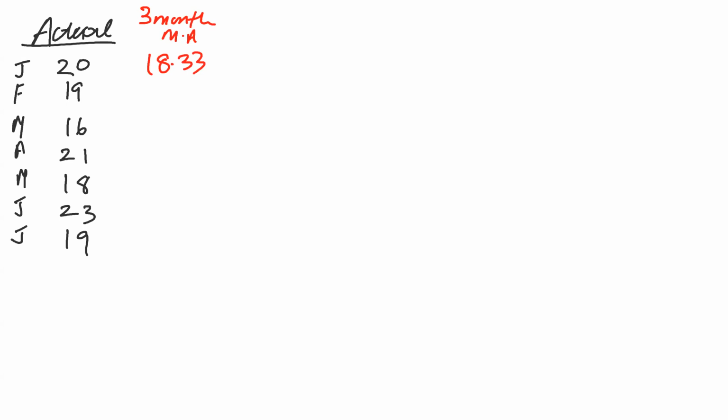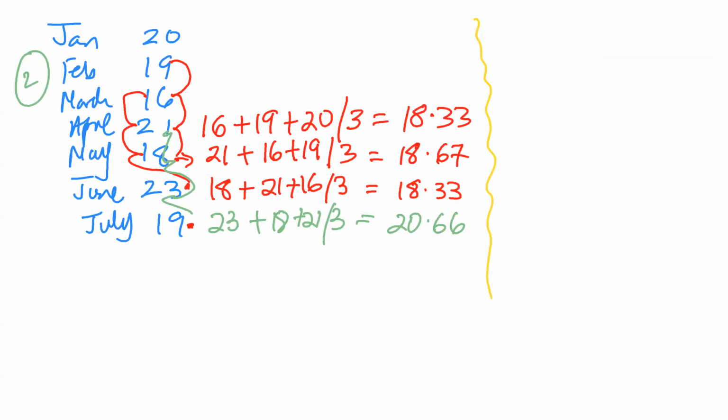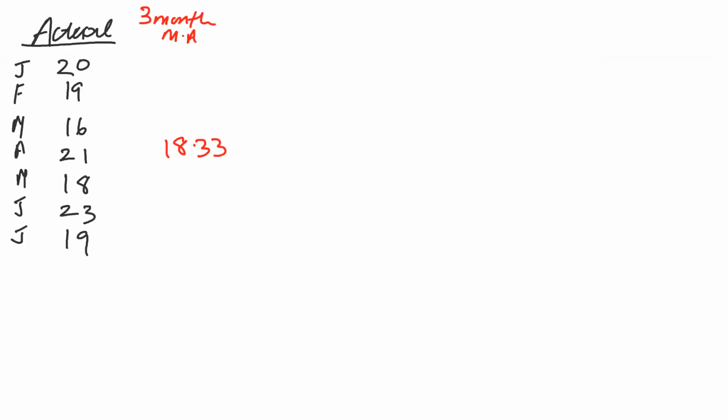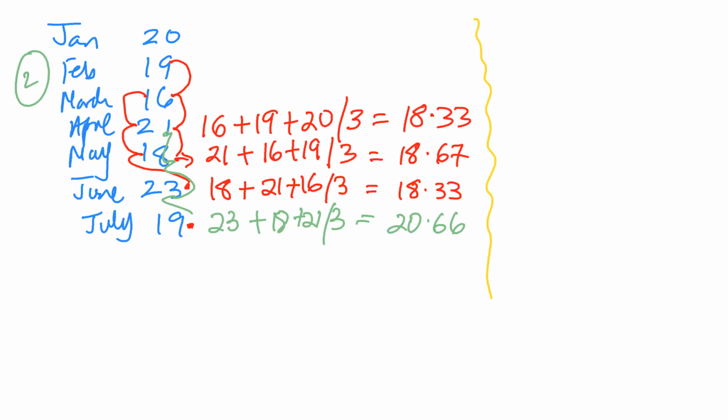I wrote it at the wrong place, didn't I? It's 18.33. All right, so that would be April, 18.33. We have to write them at the correct point. So then 18.67. And then 18.33 and 20.66.